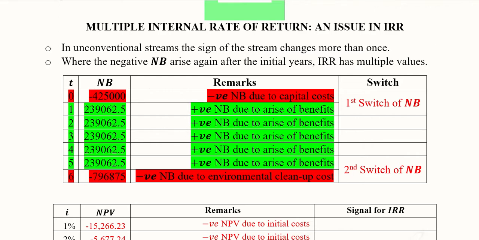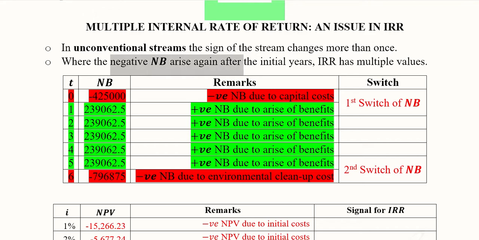Initially, the sign of the net benefits is negative, and then it turns positive and it remains positive. But in these unconventional streams, it will change more than once, due to which we can have multiple internal rates of return. Where the negative NB arise again after the initial years, IRR has multiple values. In the beginning there is capital costs, but if it arises again, it means that there has been some heavy cost.